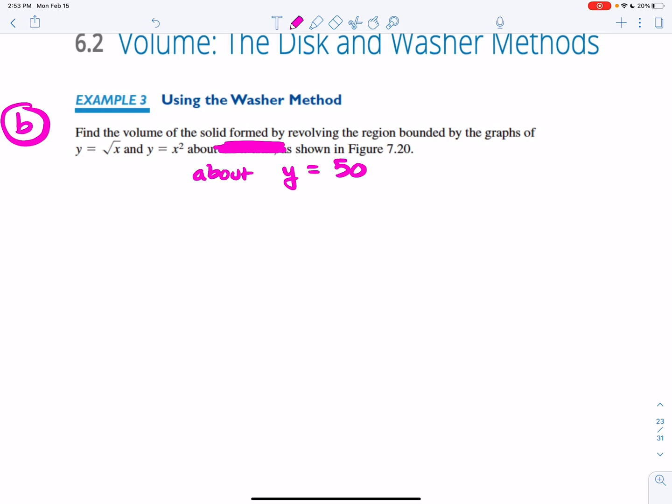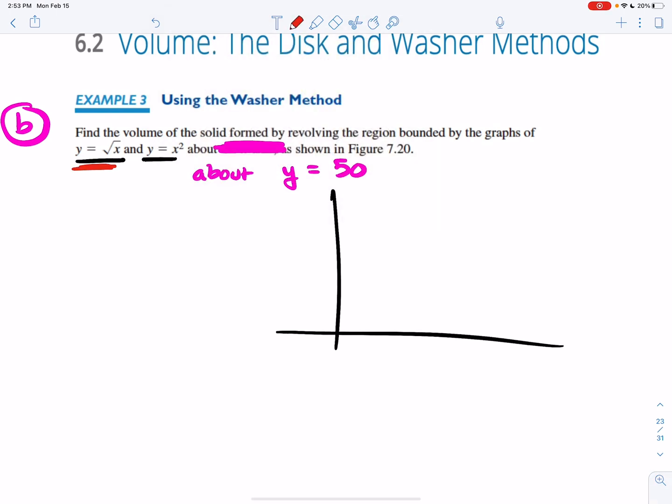Okay, so these two functions stay the same. I'm going to try to be consistent here. I think I used red for the first one, so that's our hook. I use our parabola, which is this right here, and we have our shaded region. We're going to rotate this about y equals 50.